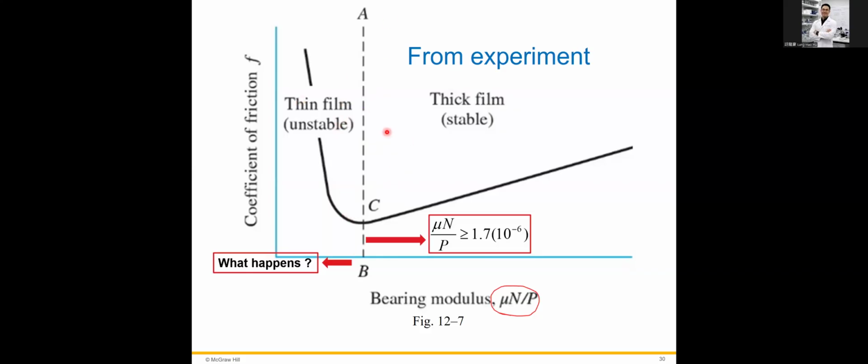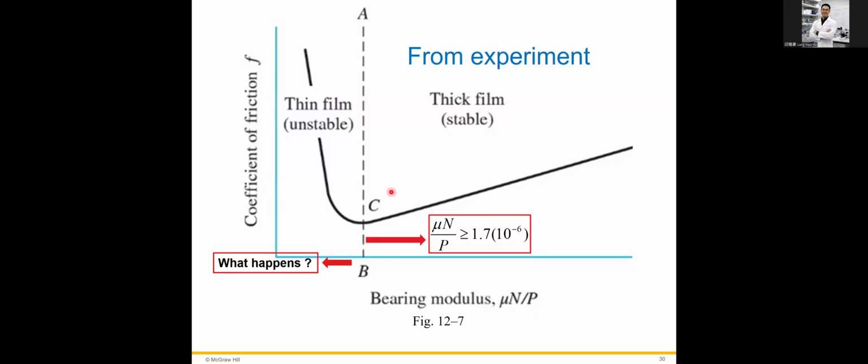If on the left of it, that means we're getting a thinner film, creating higher friction, higher temperature, and lower viscosity. On the other hand, if this is a thick film, that means we have a lower friction coefficient. Therefore we can reduce the heat and the friction, and have a higher viscosity of the lubricant. Therefore, there's a limit, based on experimental data.